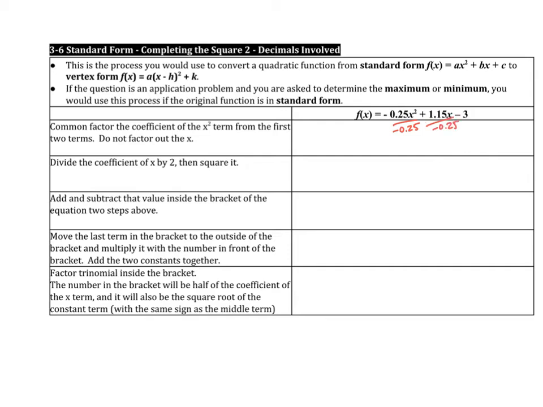Just out of the first two terms. So the negative 0.25 is on the outside. And if you take that out of the first two terms, when you divide the first term by negative 0.25, you just get x squared. And when you divide the second term by negative 0.25, you get negative 1.6x. And then the negative 3 stays outside the brackets.